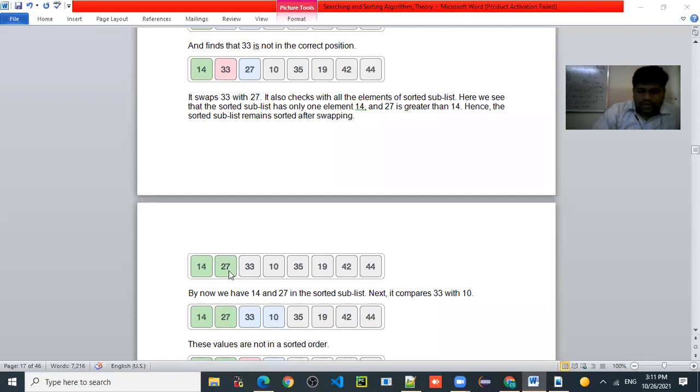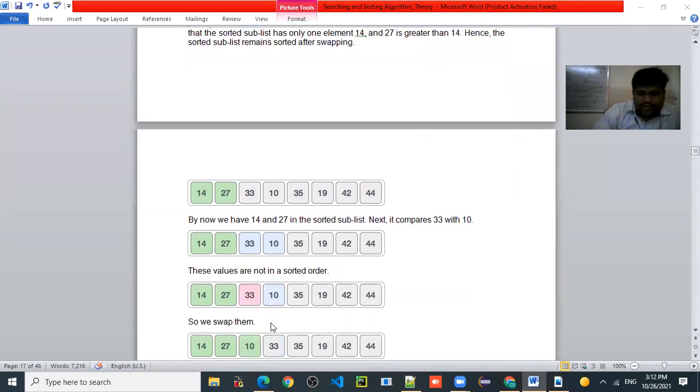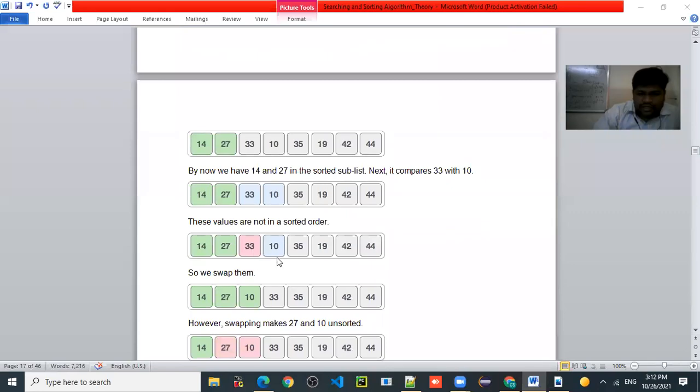Here 14 and 27 are in ascending order, so there is no need to do swapping in the sublist, right? The sublist is denoted by the green color for your understanding. After that, compare the next two, 33 and 10. Who is the smallest here? 10. So do the swapping. 10 will be shifted to the left side and 33 to the right side, right?